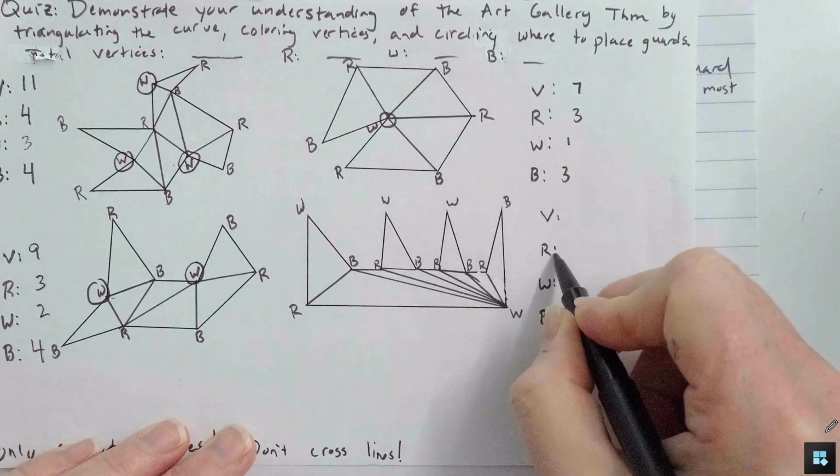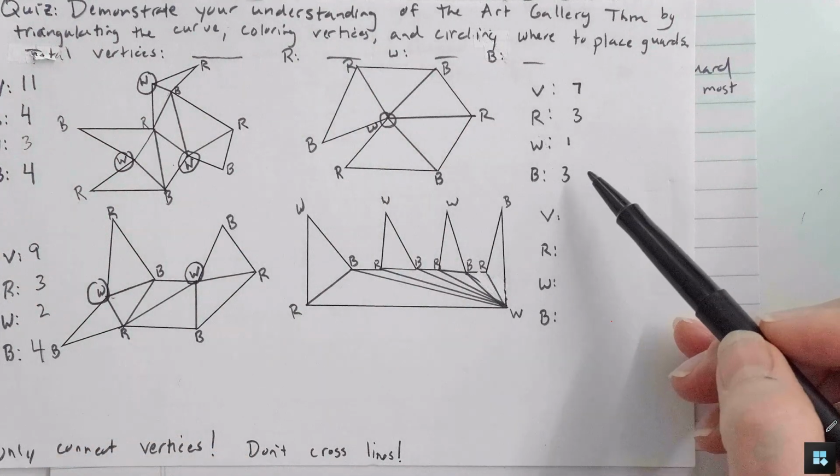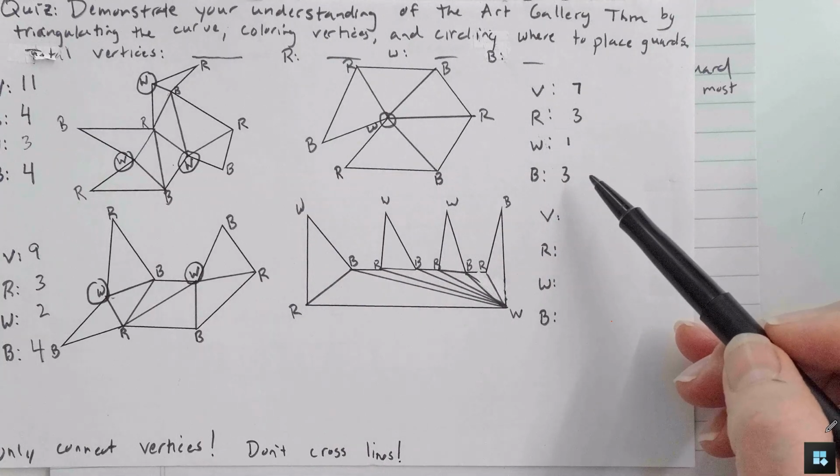A quick check is to make sure your red, white, and blue cameras add up to the number of vertices, because there should be a camera at each vertex and not two cameras at any vertex. So the sum of your red, white, and blues should equal the number of vertices.